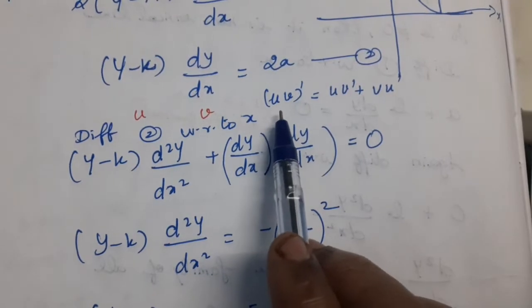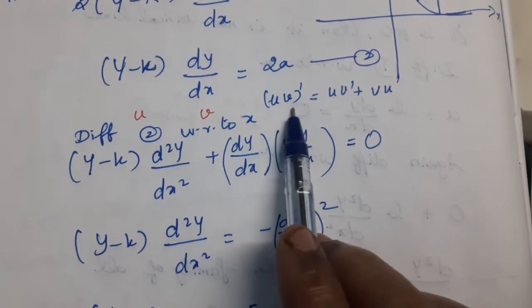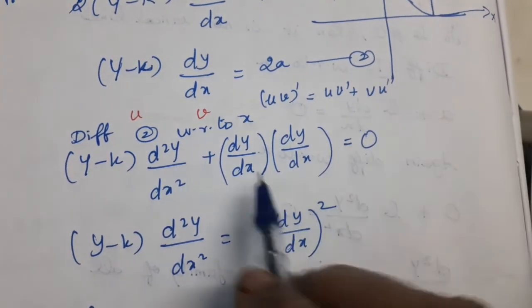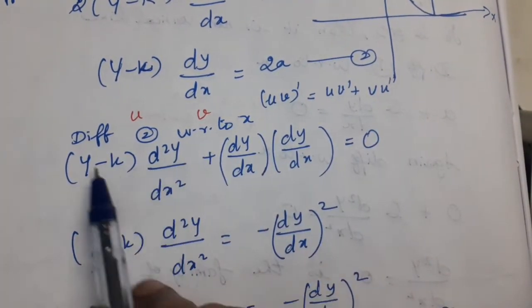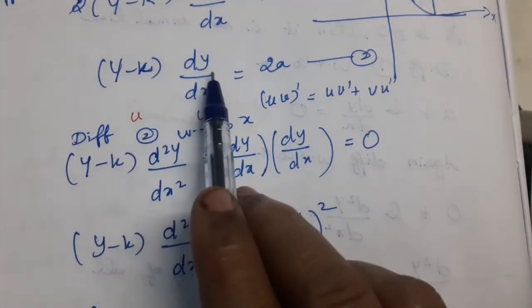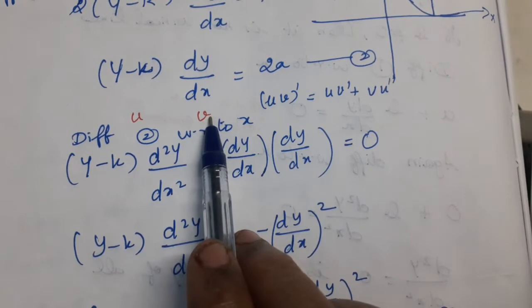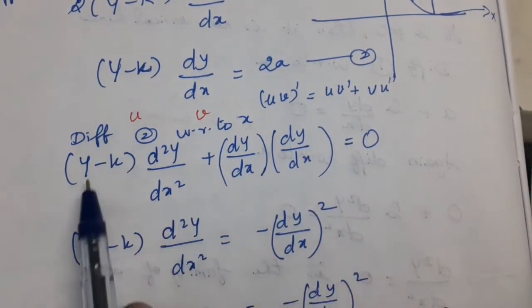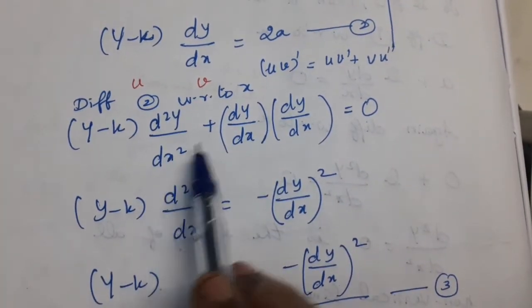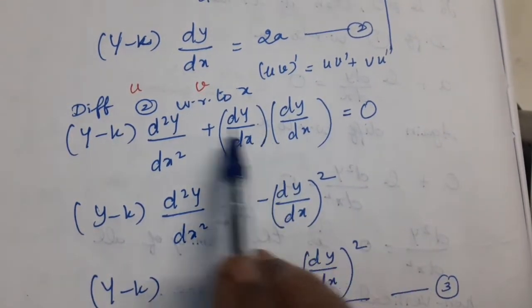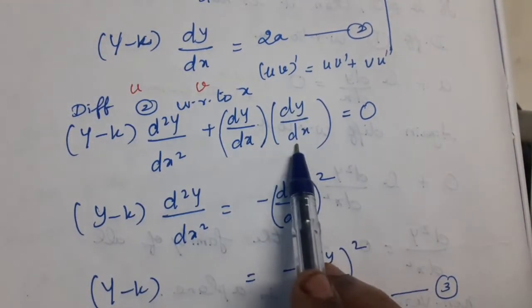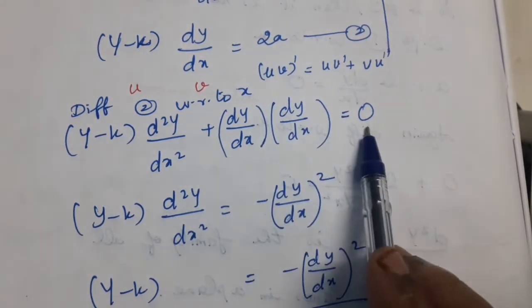Now what is the formula? We have uv the whole dash. That is the product rule: u into v dash plus v into u dash. Apply the product rule. This is u and this is v. Y minus k is kept as u, and dy by dx is kept as v. So u into v dash, y minus k into dy by dx differentiated becomes d square y by dx square, plus dy by dx into dy by dx. If you differentiate y it becomes dy by dx. 2a is a constant, so it becomes 0.